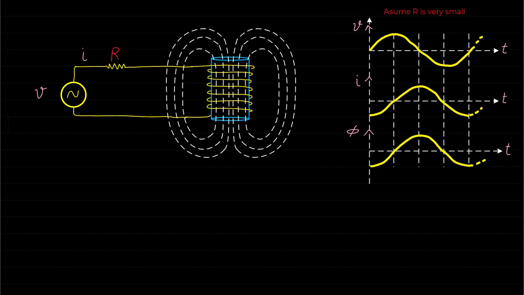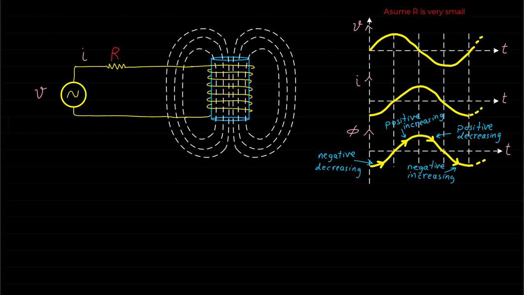So within one cycle, the magnetic field can be positive increasing, positive decreasing, negative increasing, and negative decreasing. Therefore, an induced voltage e will be generated across the coil according to Faraday's law, and the induced voltage e will be equal to d psi over dt, and this will equal d n phi by dt.